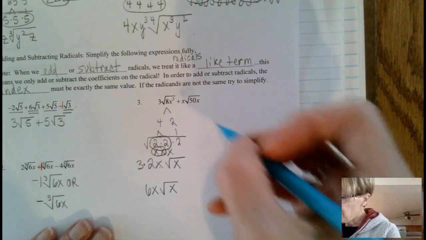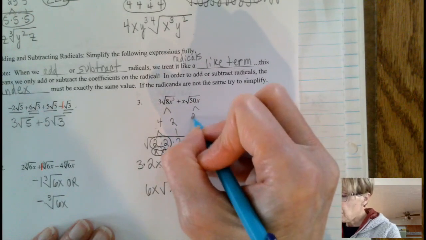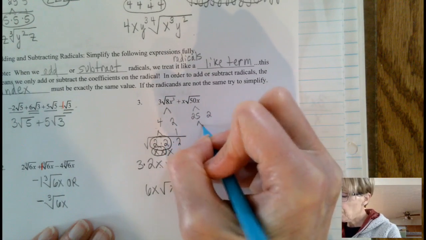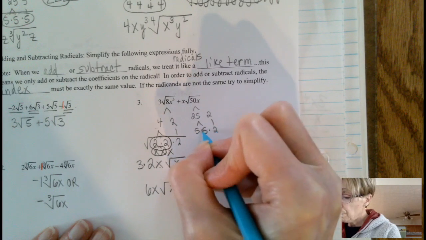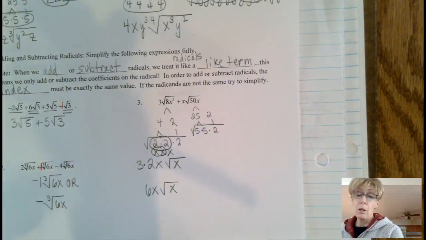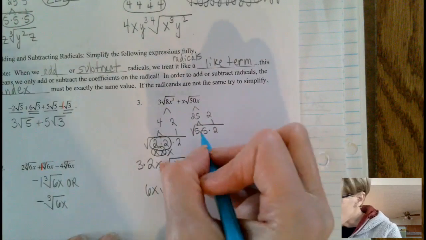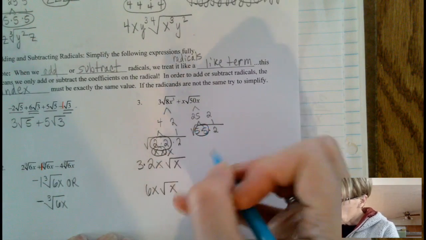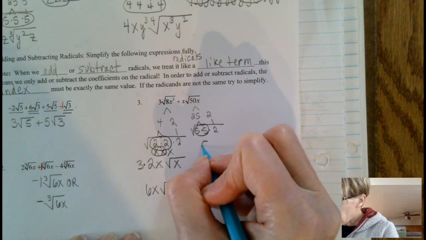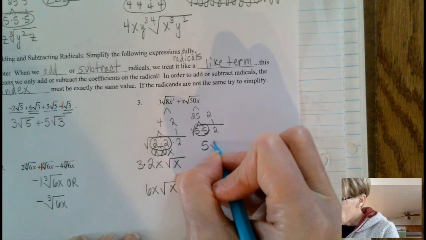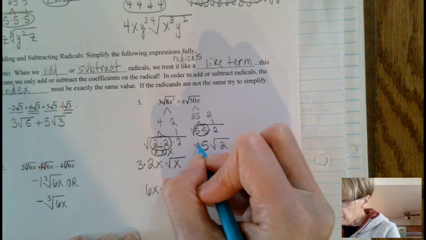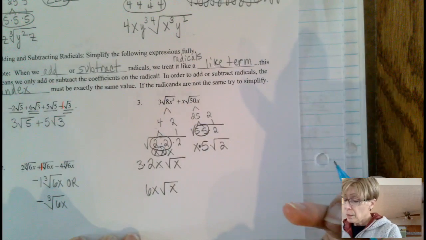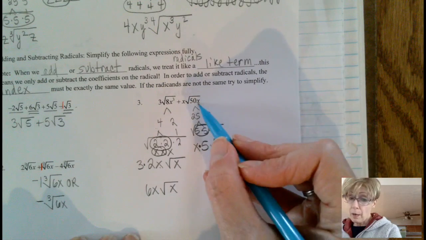Over 25 times 2, which is 5 times 5 times 2, and we need 2 of the same value to take out 1. So this is going to be 5 square root of 2. An x out in front, I need to keep that there. And there's a single x underneath the radical. I need to leave that x underneath the radical.